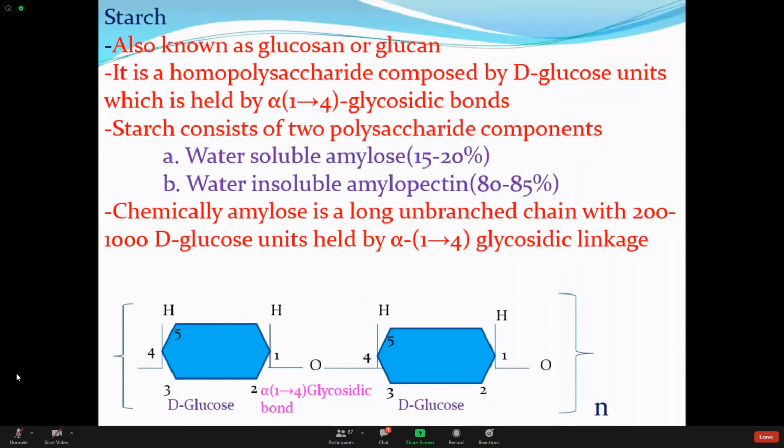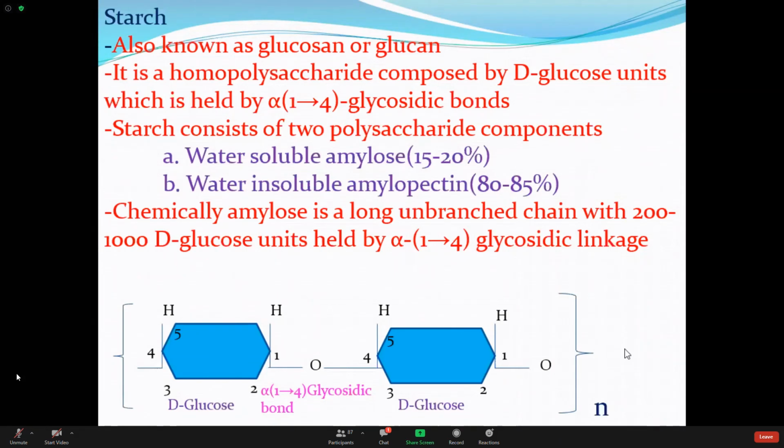Yes. Okay, so chemically, amylose is a long unbranched chain. It is a linear chain. There is no branching, with 200 to 1000 units of glucose held together by 1,4 glycosidic linkage. A third one will come and join together, then a fourth, fifth, sixth, and it is a linear, straight-line chain. Am I clear? It is about the amylose.